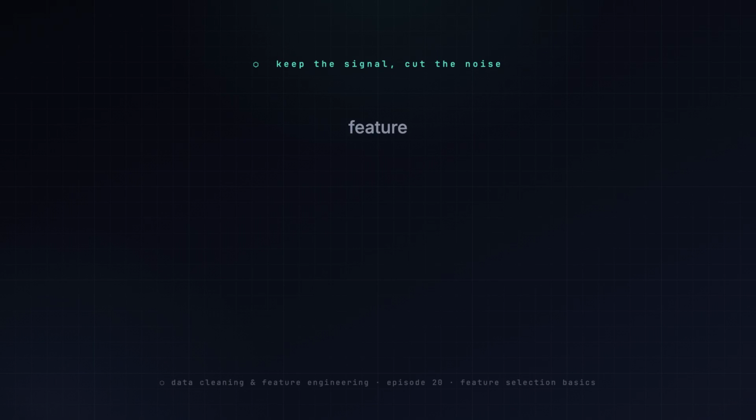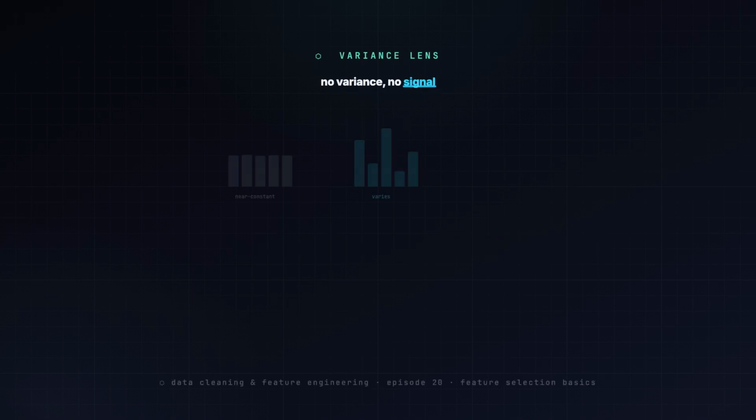Last episode we found columns that repeat each other and dropped the redundant ones. Now the opposite question: of everything that's left, which columns actually help predict churn? Let's keep only what earns its place. Three quick lenses for selection.